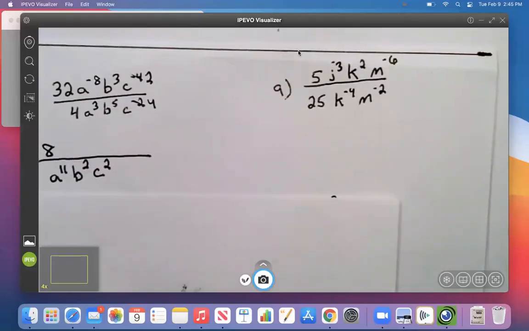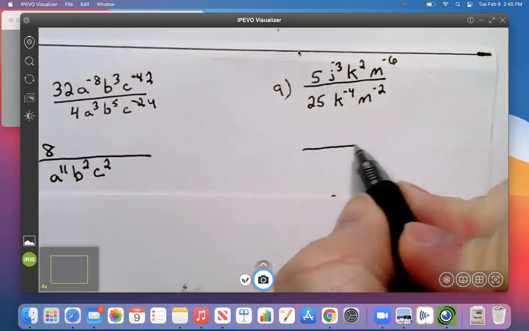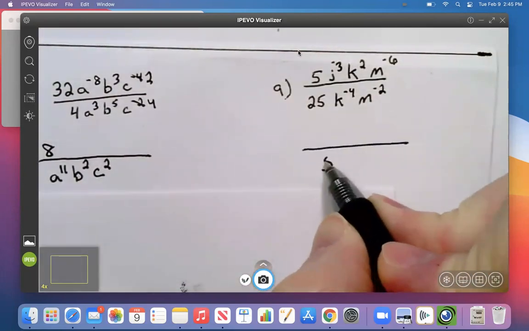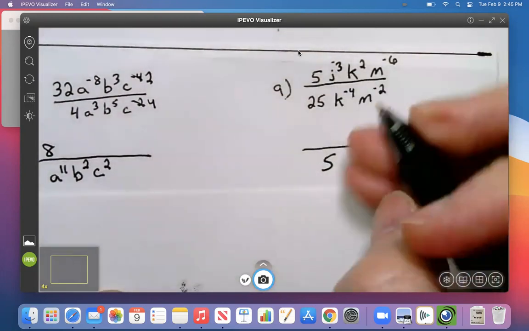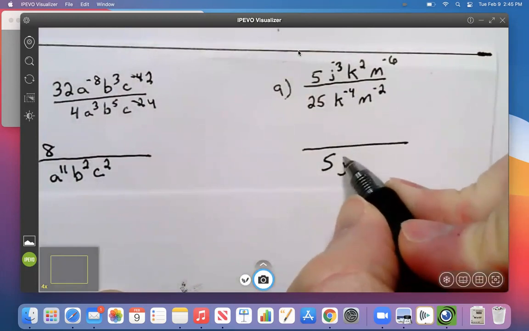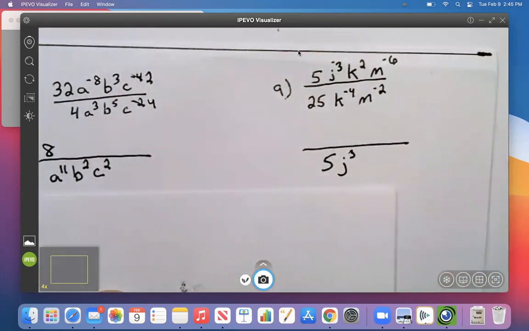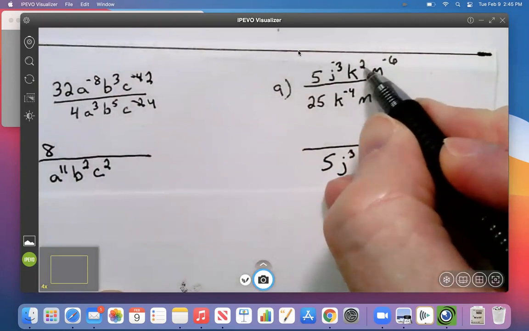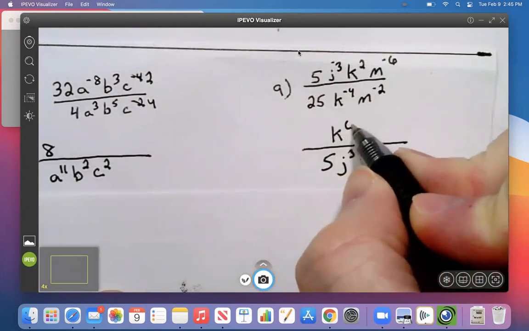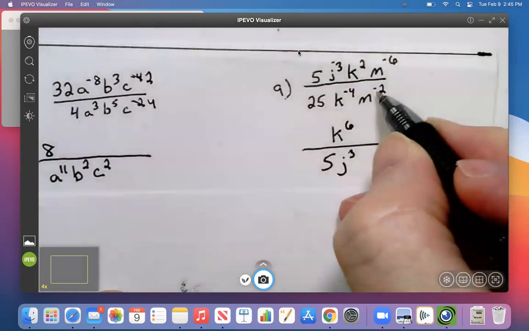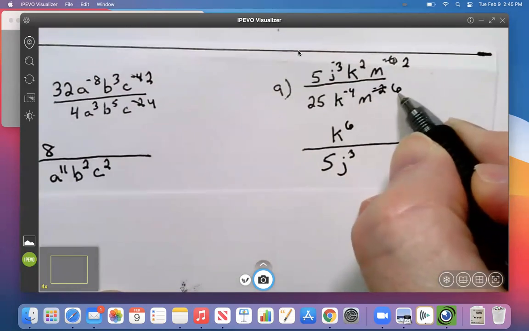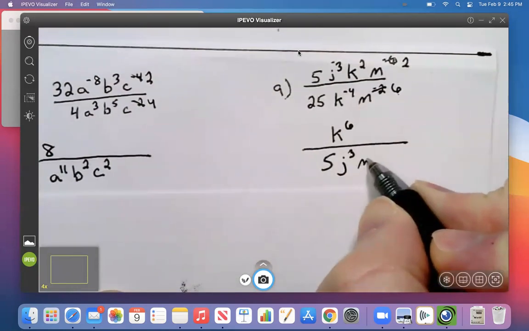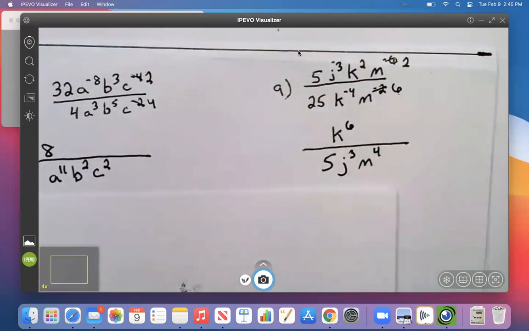Number 9, 5 over 25 simplifies to 1/5. I only write that 1 if there's nothing else that ends up there. I only have one j. It's negative, so I move it to the bottom to make it positive. On the k's, I have a -4 on the bottom. I move it up top, add it to the 2 that's already there to get 6. On my m's, I move the -2 up, the -6 down. Now I have 4 more on the bottom than I do on the top. So your answer is k to the 6th over 5 j cubed m to the 4th.